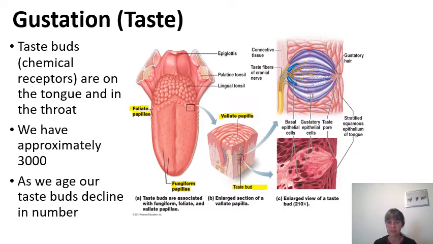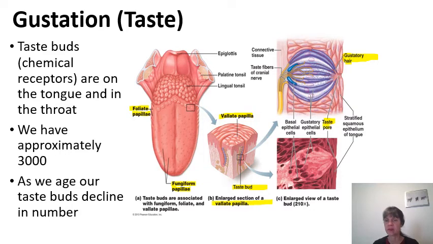So here we have an enlarged section of a vallate papilla. And when we look more closely at the taste buds, you can see that there are tiny little gustatory hairs that act as the receptors for different types of chemicals. And there is an opening to the taste bud called a taste pore.